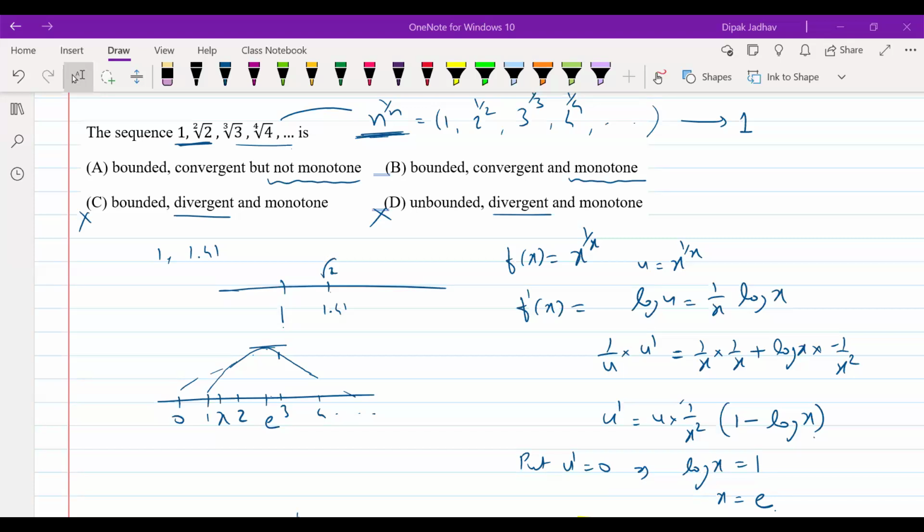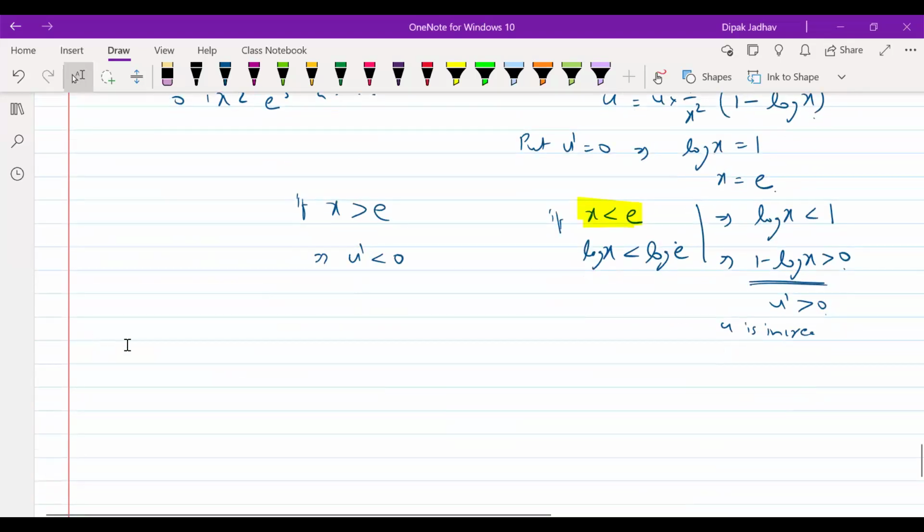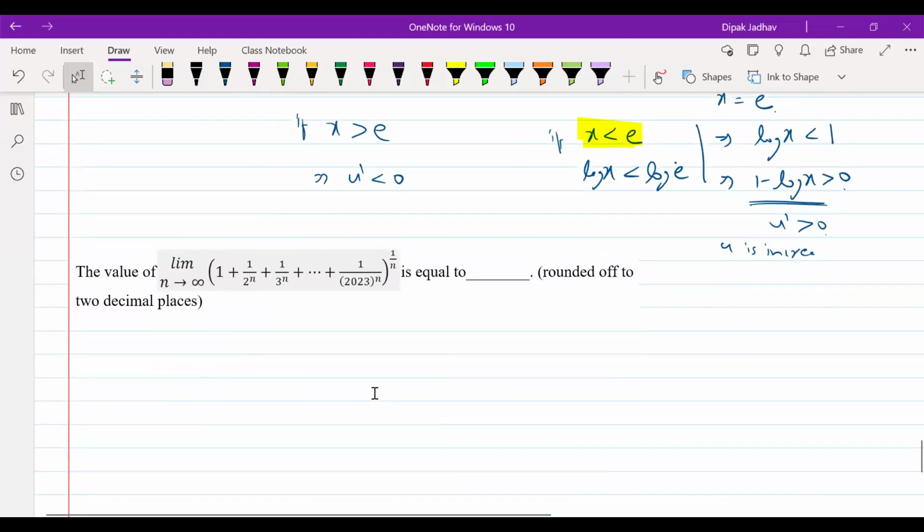Let's look at one more problem. This is from the 2023 question paper. You want to compute the limit of this sequence. So that means the limit of the sequence exists. The question says compute the limit, that means the limit of the sequence exists. So let us say L is equal to the limit of the sequence.